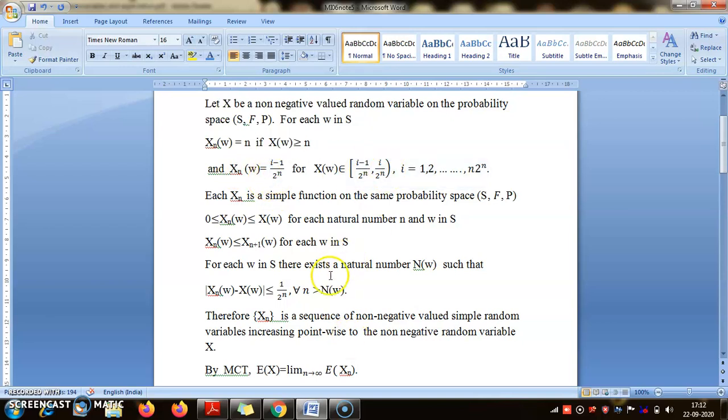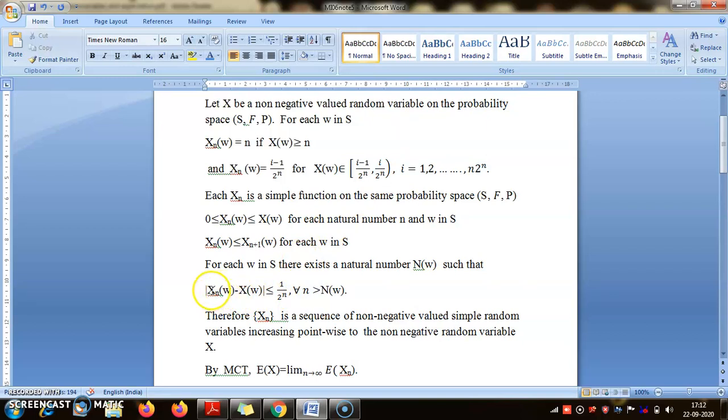So by that algorithm, when n is greater than xw, xnw is really the left endpoint of the interval containing xw. So the difference between these two cannot be more than the length of this interval. Now what is the length of this interval? 1 by 2 to the power n. So the logic is quite elegant.